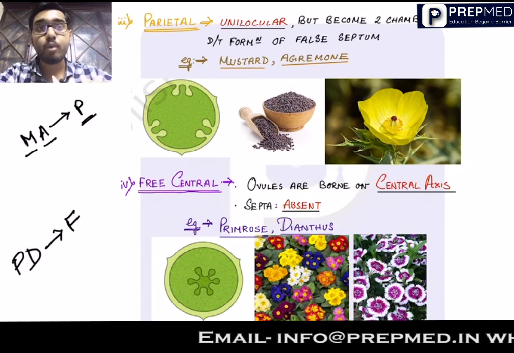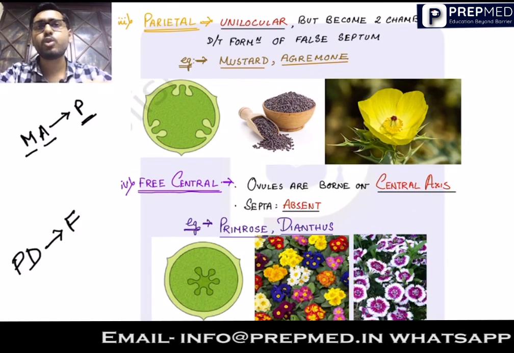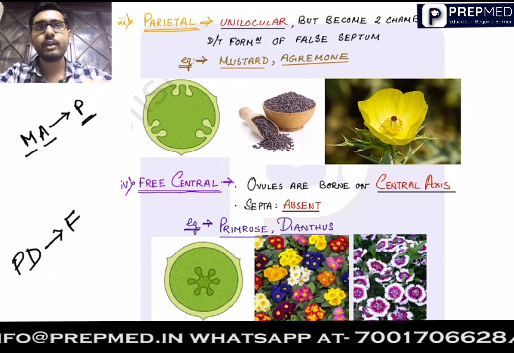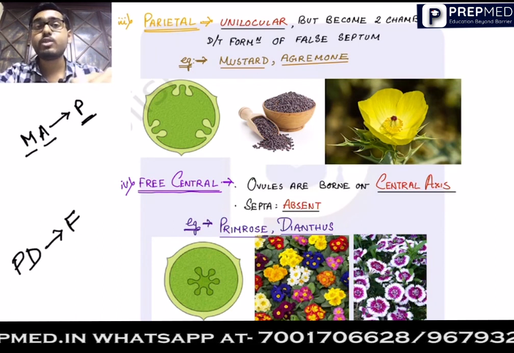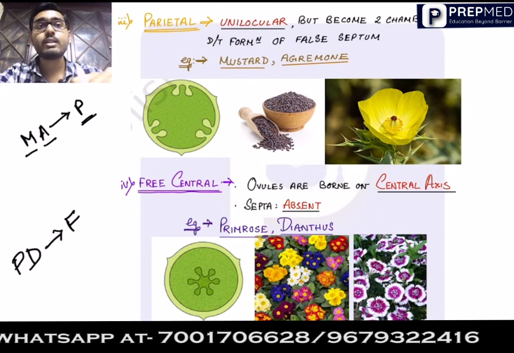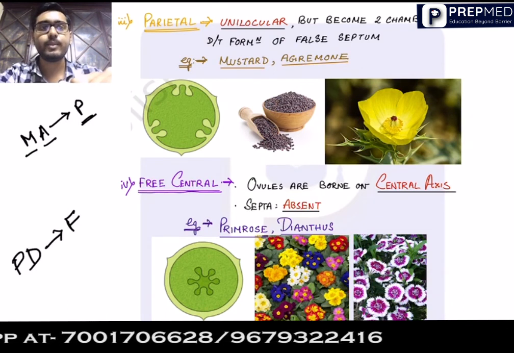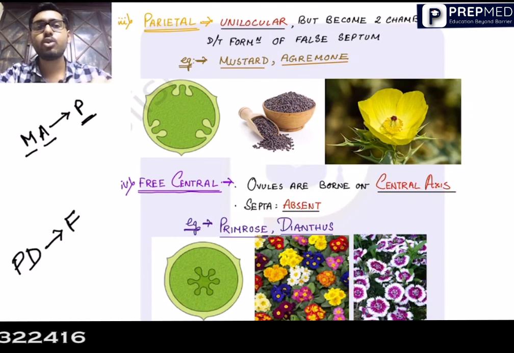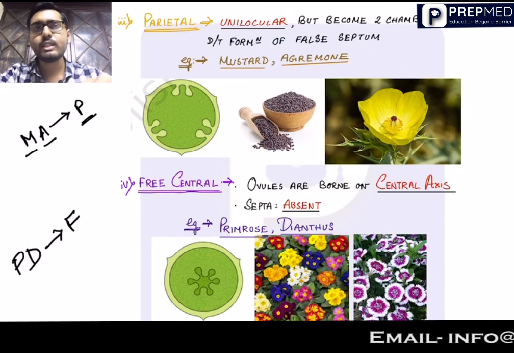Parietal, what was the mnemonic? MAP. So what is the example? M is mustard, A is argemone. There is one important thing: false septa are present here. Free central, here the mnemonic was PDF. F is free central, so F would be the last letter. For parietal, the last letter was P. So P and D: P is primrose, D is dianthus.